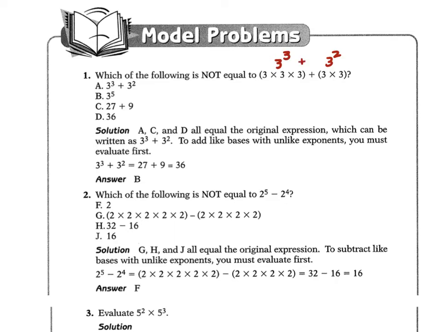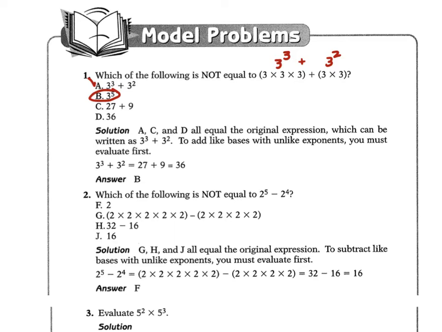So that one, that A is correct. You're looking for the one that's not correct. Now, you cannot add these, so that B is the one that's not correct. If you simplify the 3 cubed, that's 27. The 3 squared is 9, so the 27 plus 9 is also correct. And then if you add them, you get 36, so that's also correct.